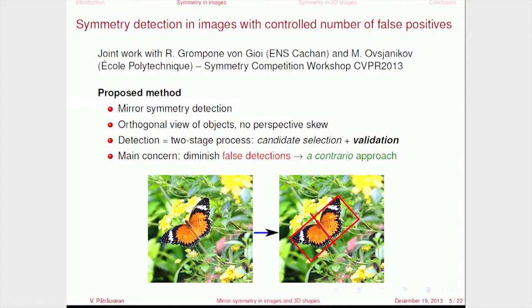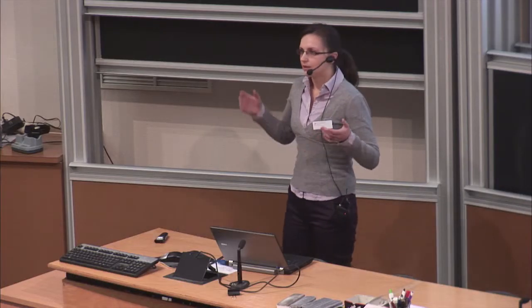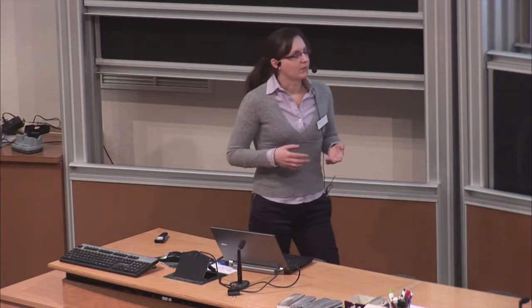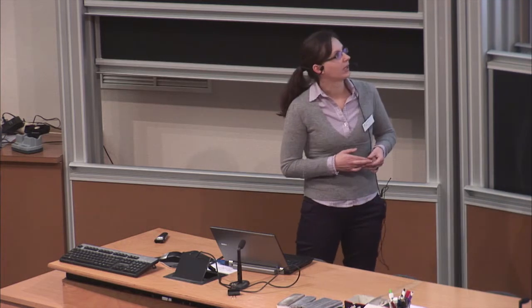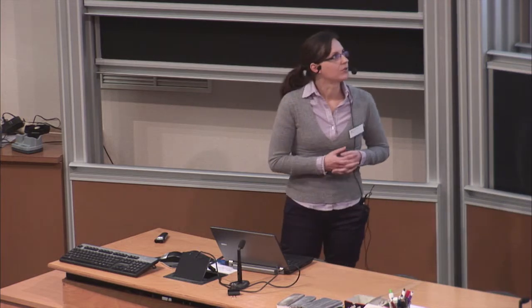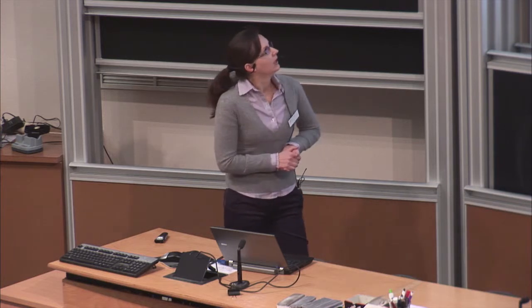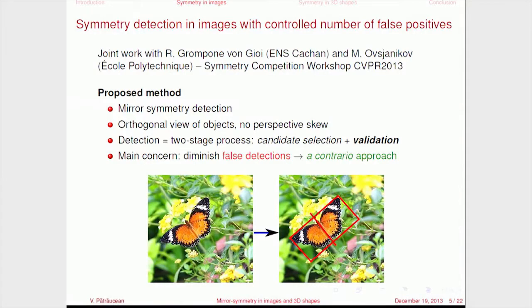Most of the existing works only do this candidate selection. They have a heuristic, and they find some potential candidates for symmetry, but then they stop there, or they impose a threshold, and they say, okay, if my candidate was voted by, or I don't know, they have some very non-principled methods to decide where you actually have a symmetry and where you don't. So our main concern was to diminish the false detections, and to this end, for the validation part, we used an a contrario approach, and I'll get back to that.